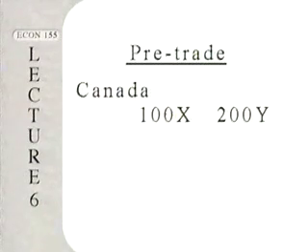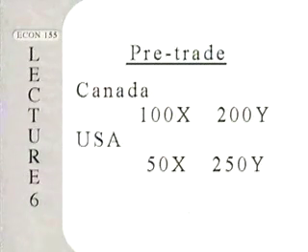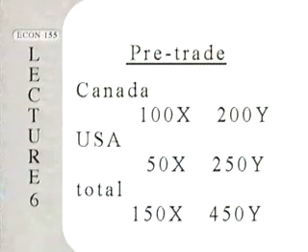U.S. If we use half of our resources for each good, then we would have 50 units of X and 250 units of Y. So we add this up. The total world production would be 150X plus 450Y. That's before trade, before any kind of trade.